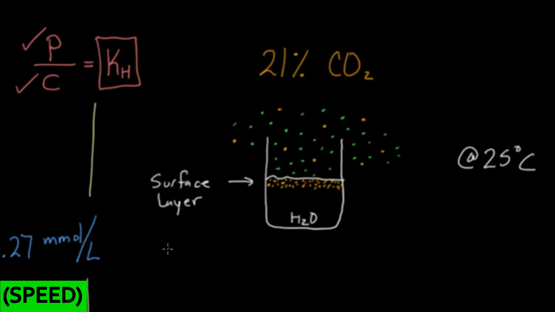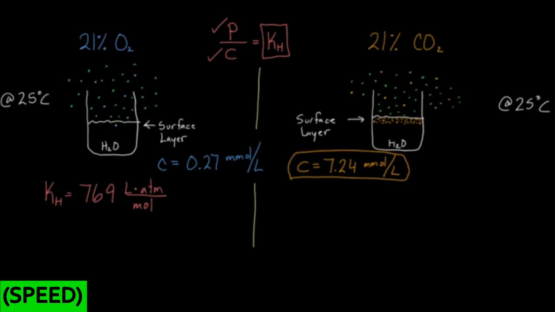In fact, if I was to calculate the concentration on this side, the concentration would be pretty high. It would be 7.24 millimoles per liter. And again, these numbers, I'm assuming that I'm doing the experiment. This is the number I would find if I actually did the experiment. So it's a much bigger number than I had over here, right?